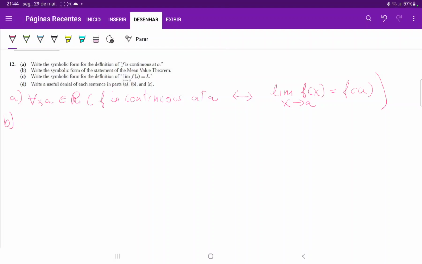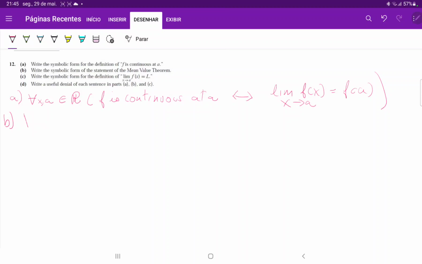So for B, the mean value theorem, we're saying that for the mean value theorem, if f is continuous on the closed interval AB and differentiable on the open interval AB, then there is a C between them, right? Such that the derivative at C is equal to the slope of points A and B.